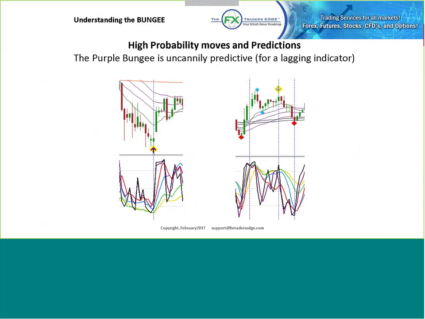The purple bungee is uncannily predictive, bearing in mind indicators are lagging. And I've put some vertical dotted lines on these examples to show you the vertical line is on the low, but the candle before the low, the purple bungee turned up. The candle before the new low.